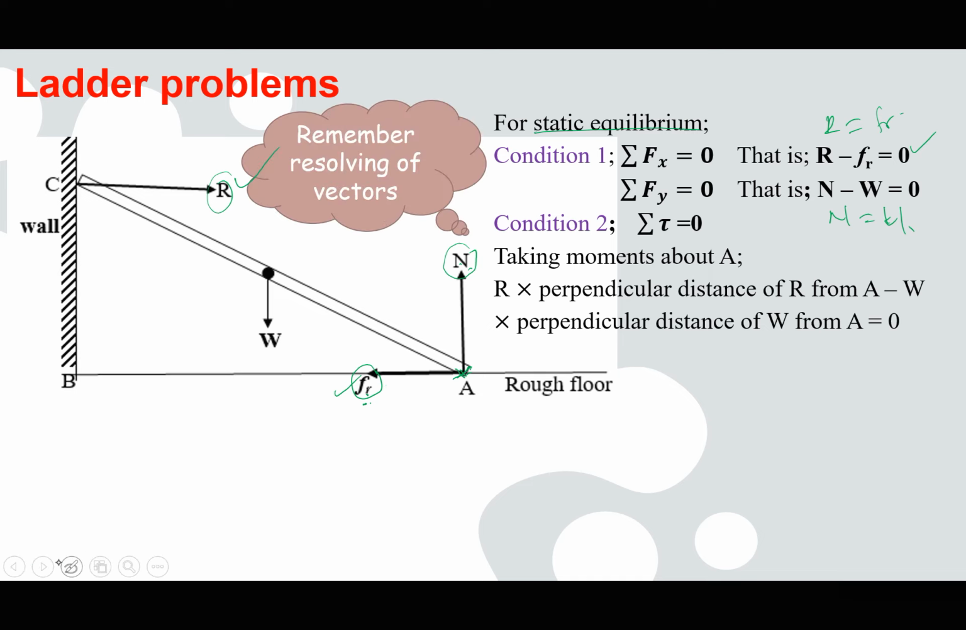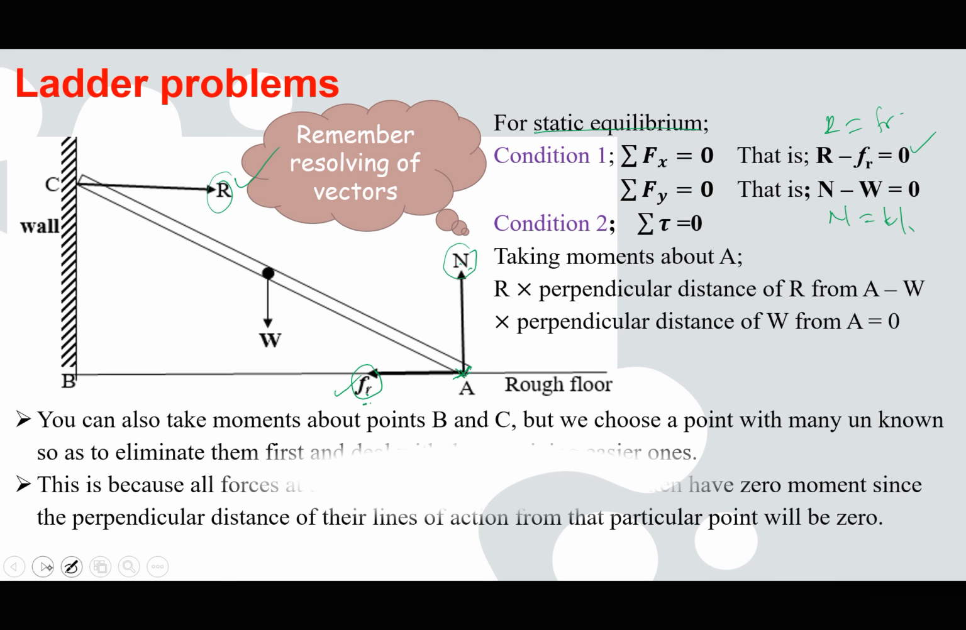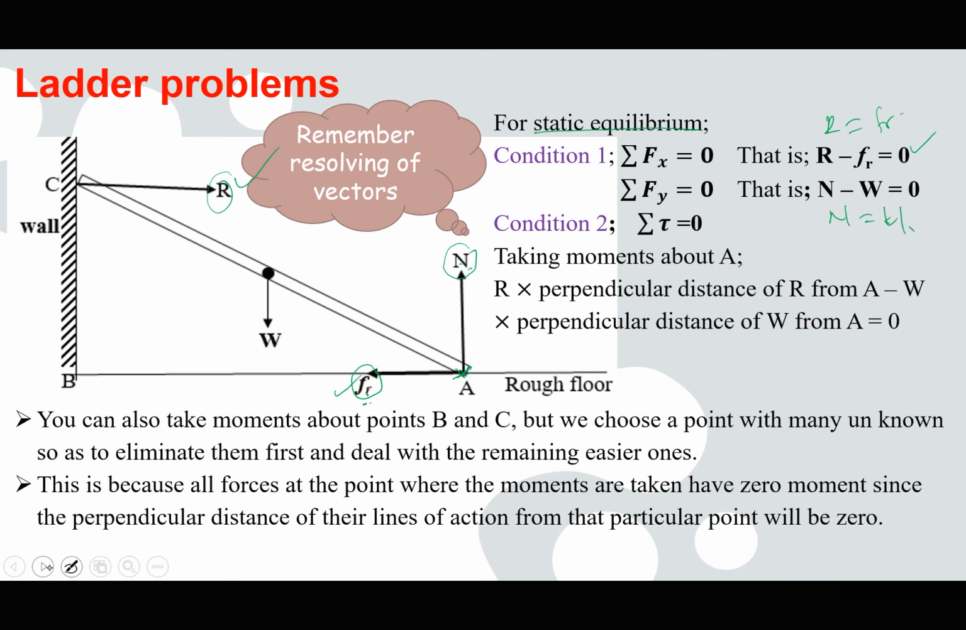By the way, you can also take moments about B. But of course, if we take moments about B, the friction will not have any moment. N would pull the beam in that direction, so it means N is acting anti-clockwise. W about B is going to act clockwise. R will be acting clockwise. However, the problem is that you'll have so many unknowns.